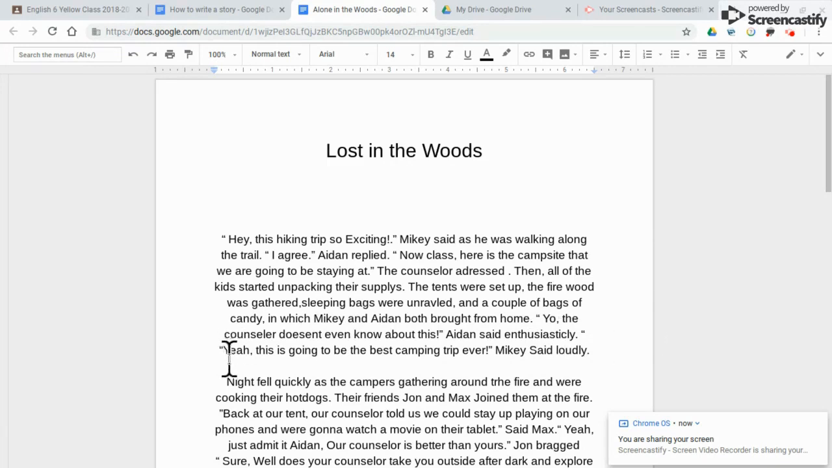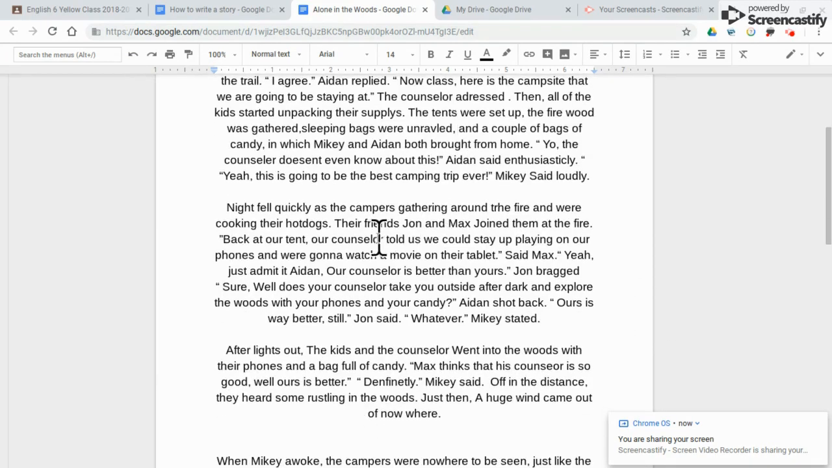"Yeah, this is going to be the best camping trip ever," Mikey said loudly. Another detail. Night fell quickly as the campers gathered around the fire and were cooking their hot dogs.